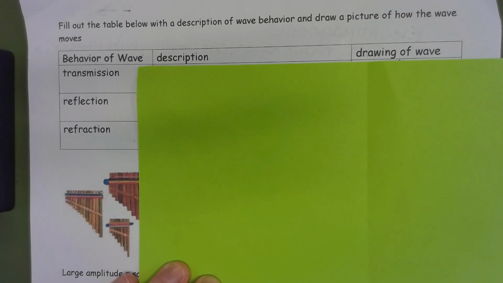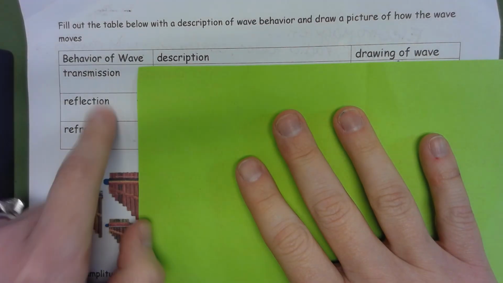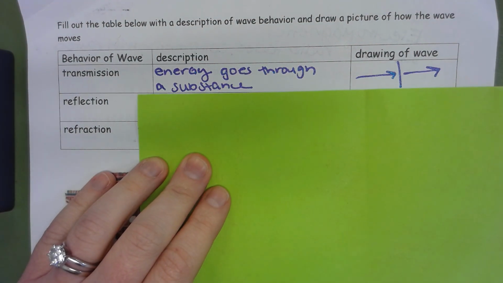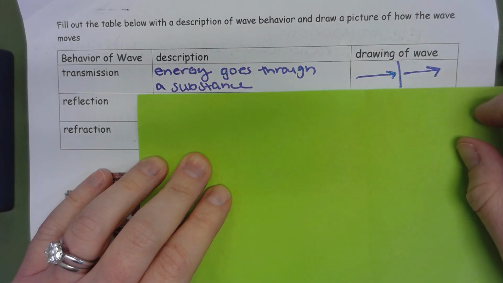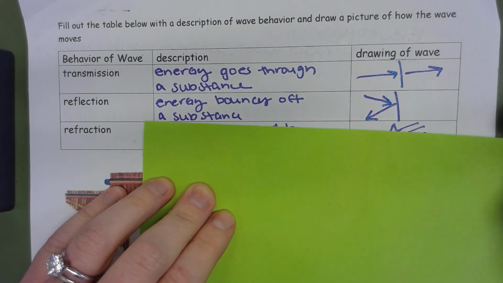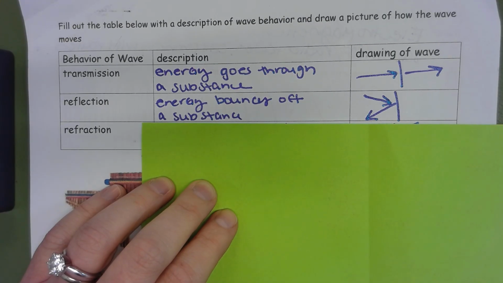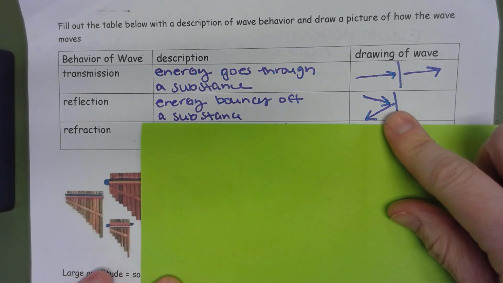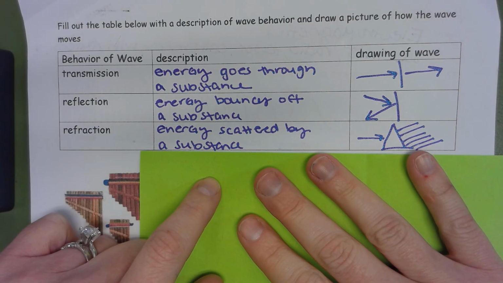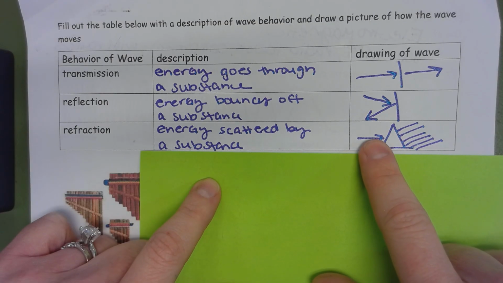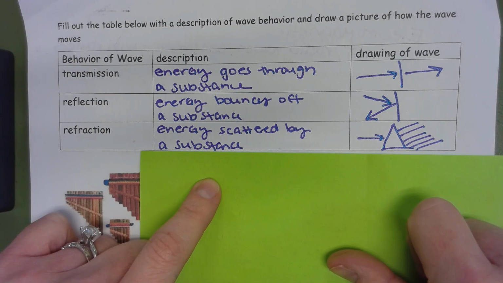Fill out the table of wave behavior and draw a picture of how the wave moves. So we have a wave behavior description and a drawing of a wave. For transmission, this is energy going through a substance, and I drew it as going through a piece of glass. For reflection, this is energy bouncing off a substance, like an echo or light or sound. Refraction is energy scattered by a substance. This is going to be something like a prism where white light hits it and it gets cut into its individual colors, ROYGBIV.